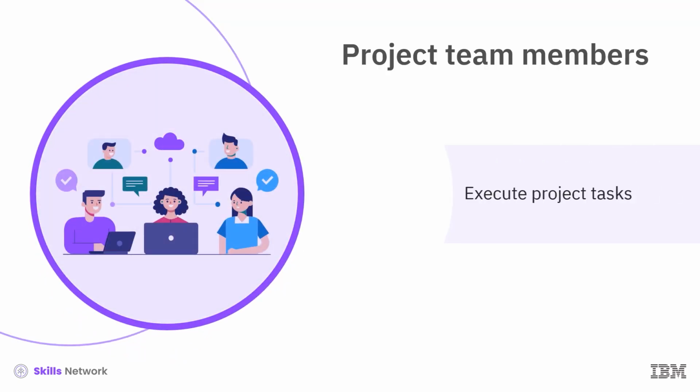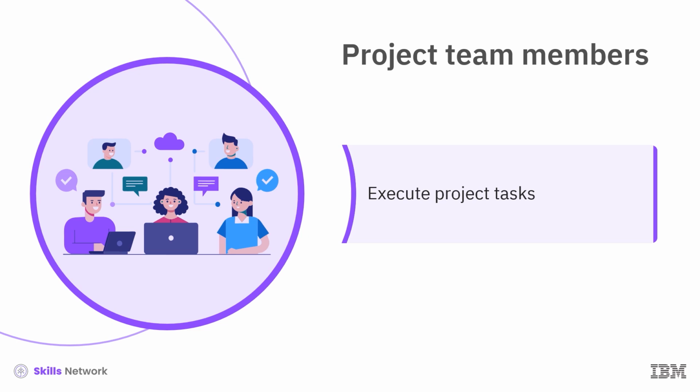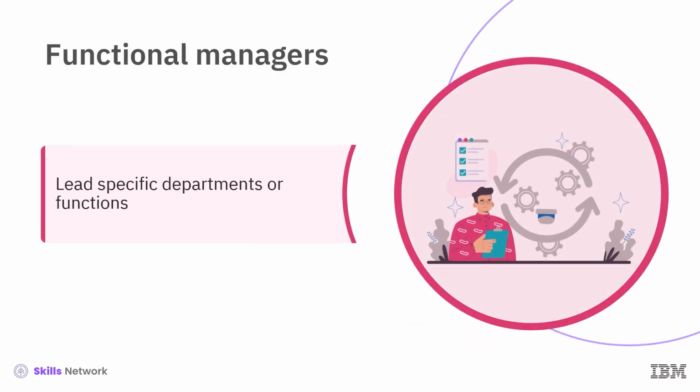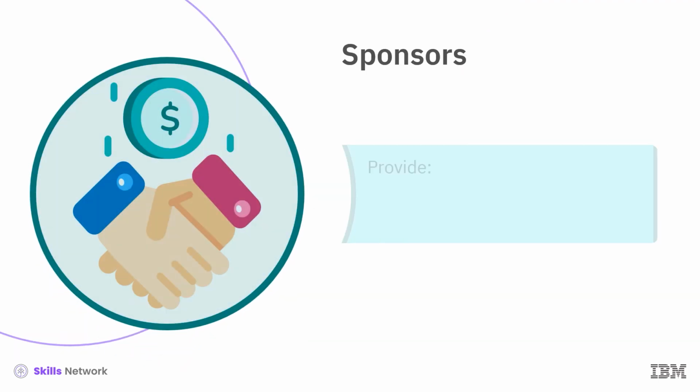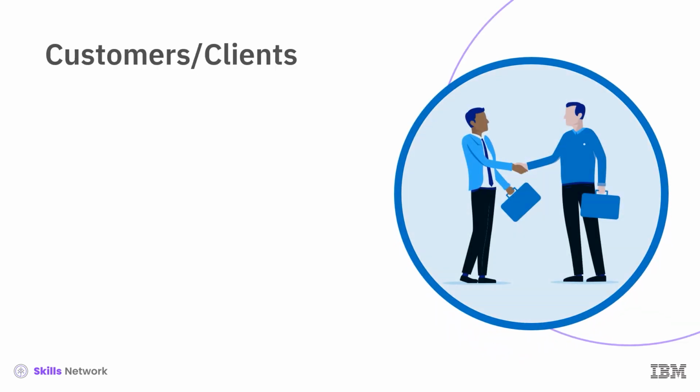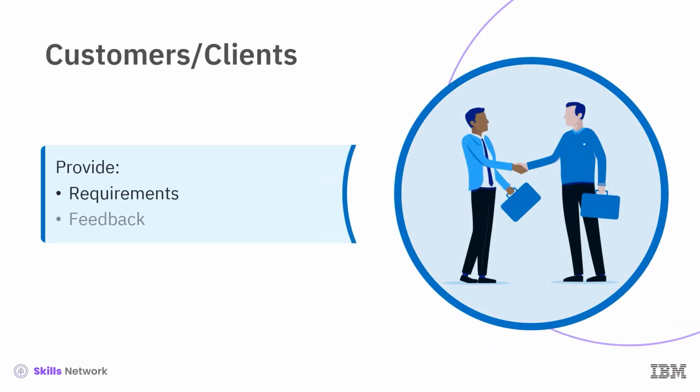Project team members are directly involved in executing project tasks. Functional managers are responsible for specific departments or functions within the organization. Sponsors provide the necessary resources, support, and advocacy for the program's success. Customers or clients provide requirements and feedback that leads to a program's success.